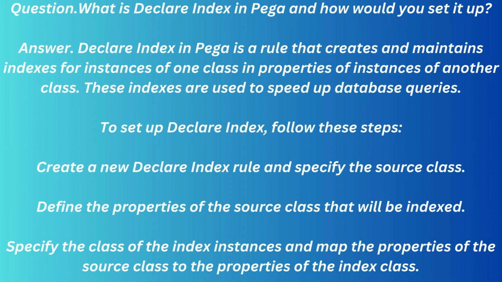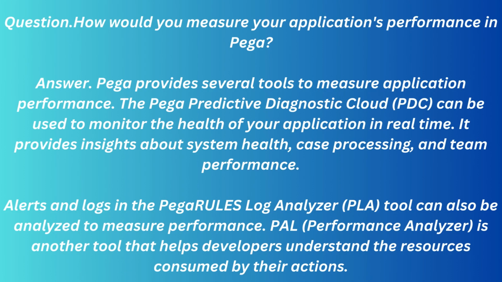Create a new declare index rule and specify the source class. Define the properties of the source class that will be indexed. Specify the class of the index instances and map the properties of the source class to the properties of the index class. Question. How would you measure your application's performance in Pega?